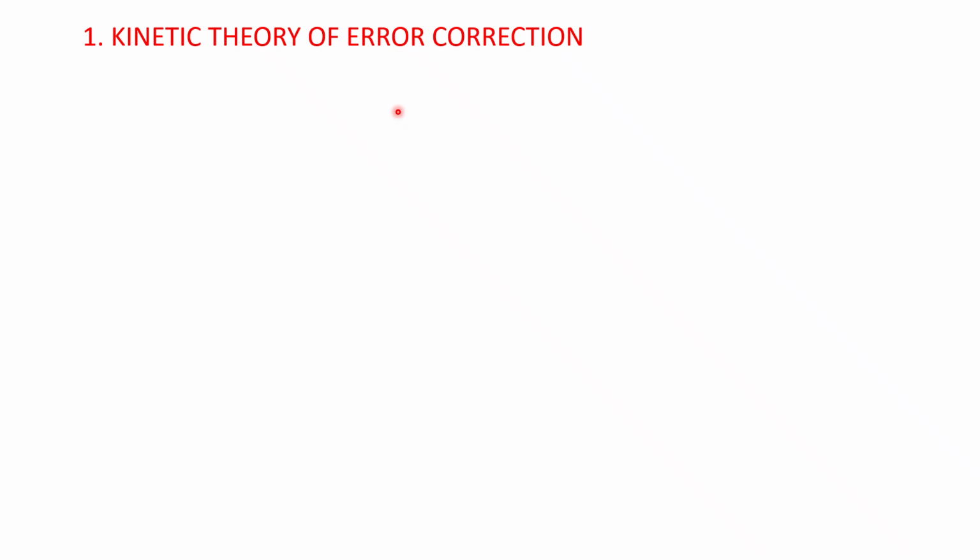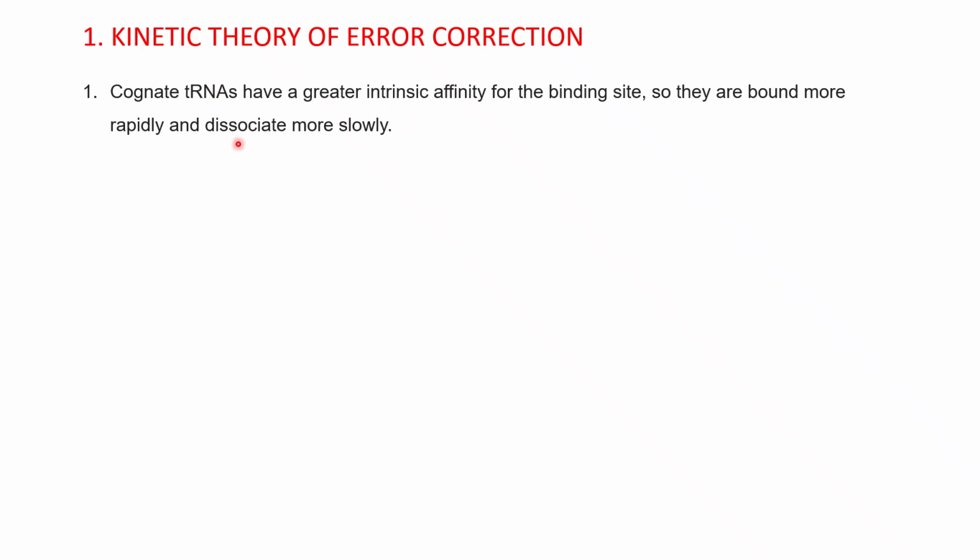Kinetic theory of error correction. The name itself suggests that it involves the affinity for binding and dissociation. So we are talking about the energies required for binding and dissociation. Therefore, this particular mechanism has been named the kinetic theory of error correction. The cognate tRNA, that means the correct tRNA, will have a greater intrinsic affinity for the binding site of the enzyme. So, they are bound more rapidly, but they dissociate more slowly.